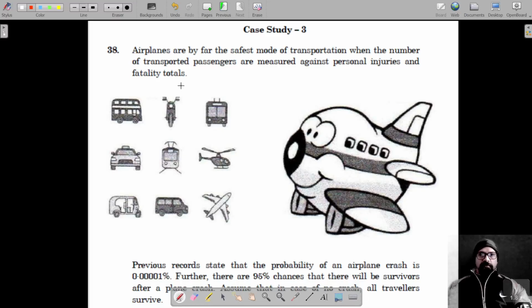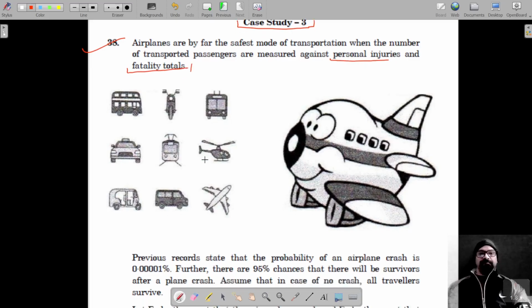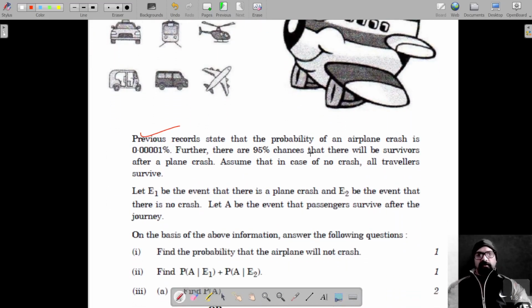Okay, for question number 38, it's once again a case study based question. It's given that airplanes are by far the safest mode of transportation when the number of transported passengers are measured against personal injuries and fatality totals. Now, the previous records state that the probability of an airplane crash is 0.00001%, and there are 95% chances that there will be survivors after a plane crash.